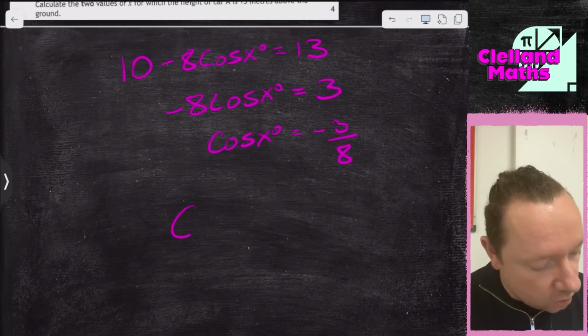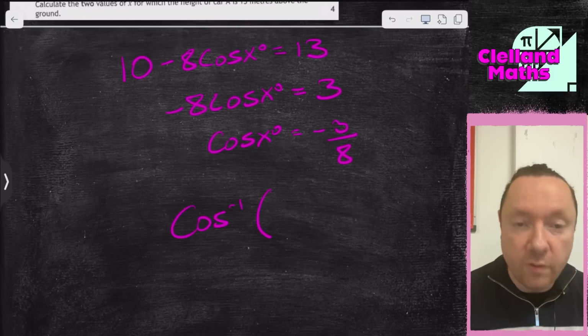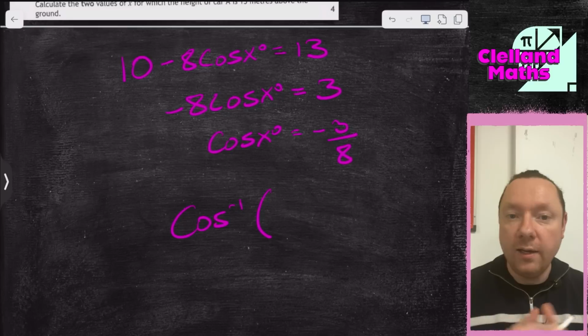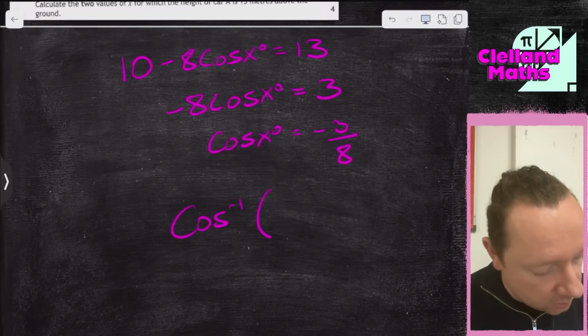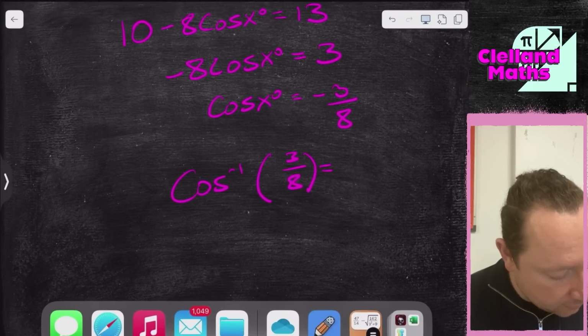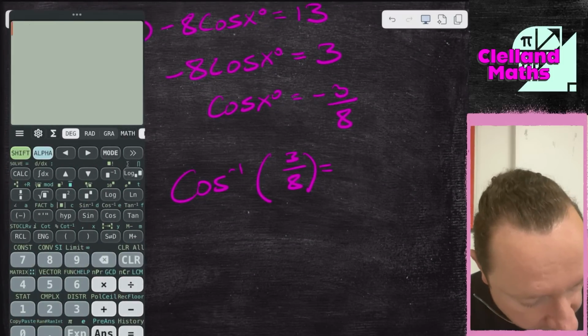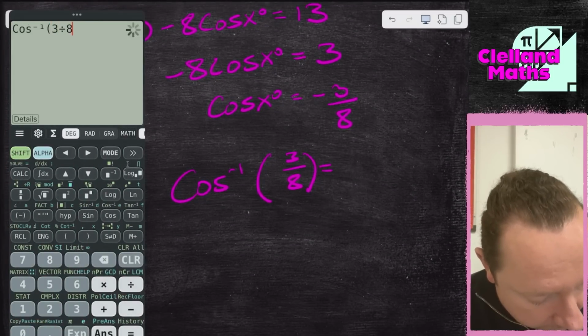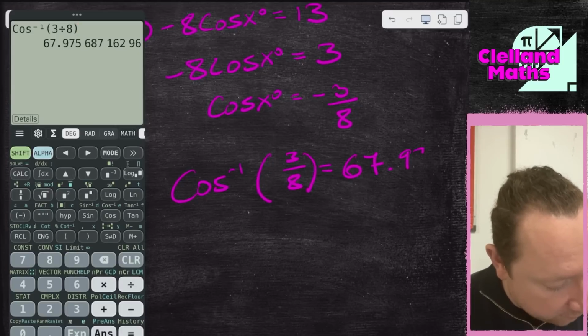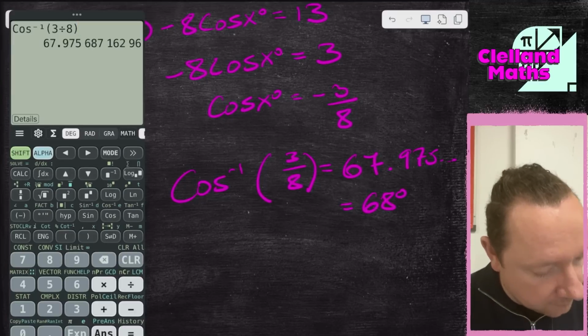So now you do the inverse cos. And this is your sticking point. Don't do the inverse cos of a negative, because you get a wrong answer, because you're trying to do a CAST diagram that only works for positive numbers. So I do 3 over 8 only. Shift cos 3 over 8 is 67.975, and so on, or about 68 degrees.